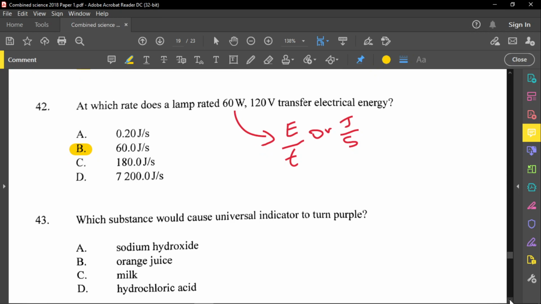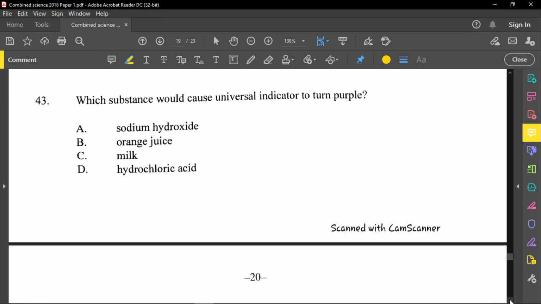Now let's jump to the next question, 43. Which substance would cause universal indicator to turn purple? Here we're going towards a base, because remember, universal indicator for acidic substances goes from red towards yellow. Green will be neutral, and going up from greenish blue all the way to purple will be base. The only base we have right here is our sodium hydroxide.